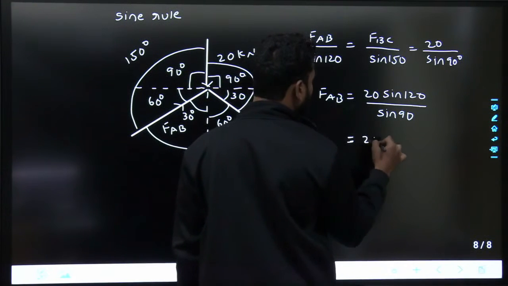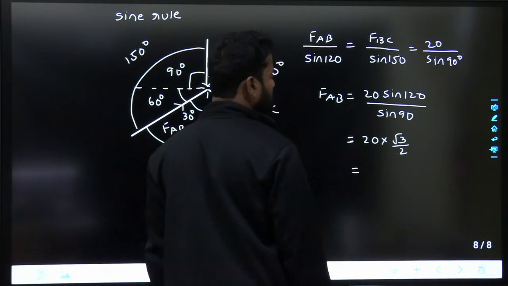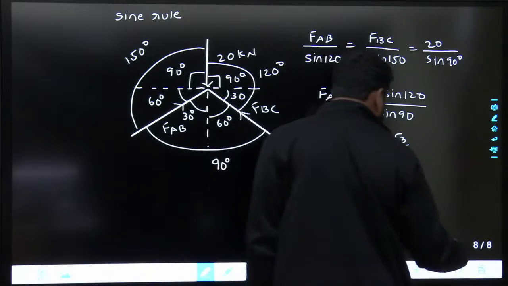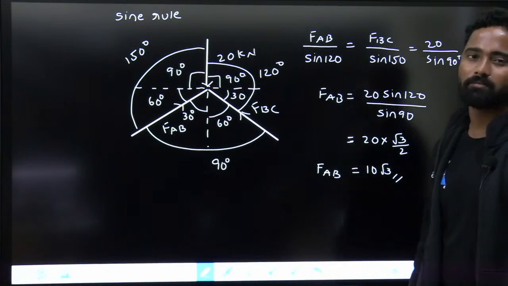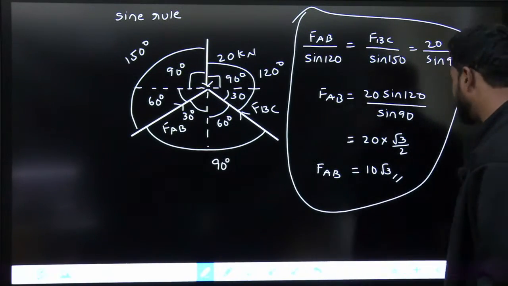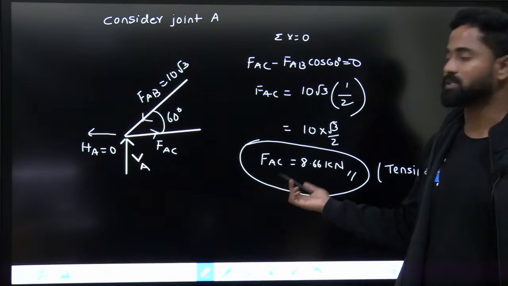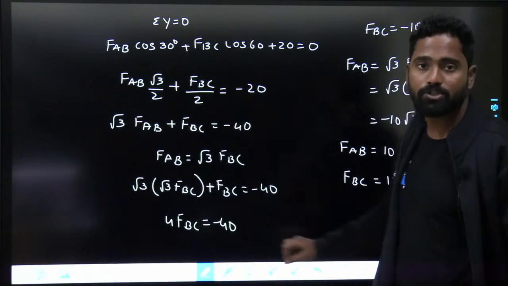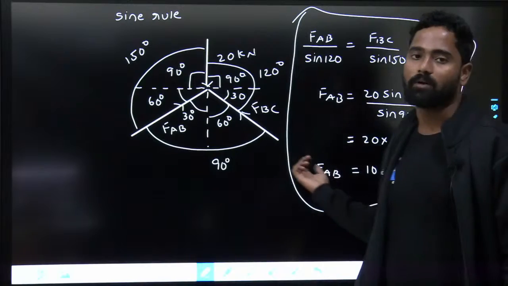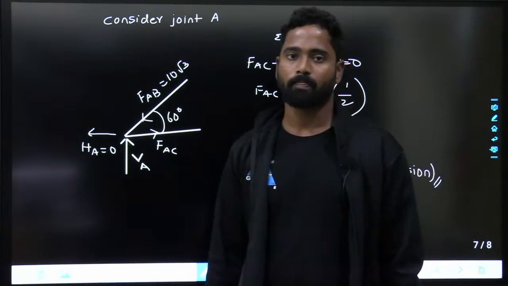So that equals 20 times sine 120, which is sine 90 plus 30, that is cos 30, that is root 3 upon 2, so 10 root 3. Fine. Directly, without solving so many equations, you get it from the sine rule. This is the best benefit of using the sine rule. You find FAB. Once you know FAB is 10 root 3, FAC would be 8.66 kilonewtons. Instead of doing all these equations and solving, just by using the sine rule you get FAB, and once FAB is 10 root 3, FAC can be calculated like this. Any doubts in this?